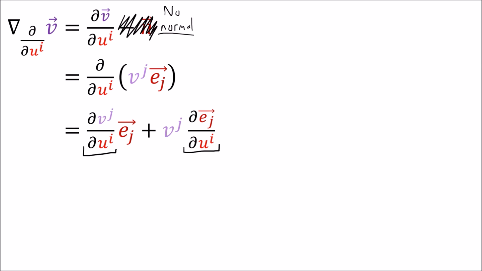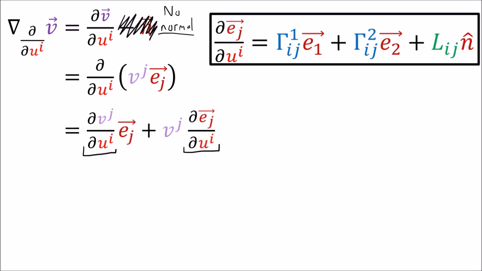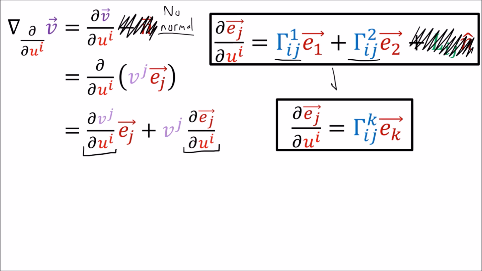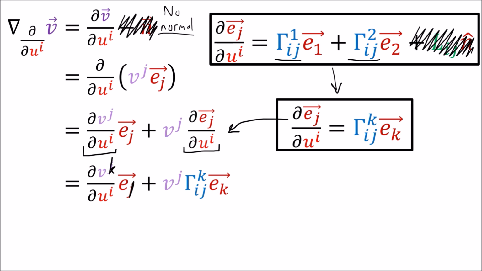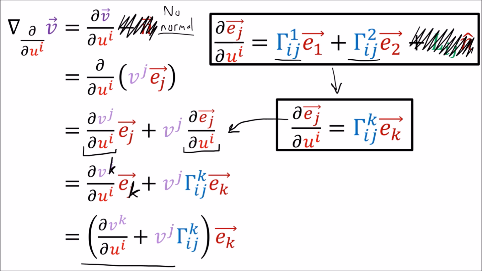And recall previously that we expanded out this basis vector derivative as a linear combination of the basis vectors and the normal vector. But again, in intrinsic geometry, there's no such thing as the normal vector, so we just ignore this. So we expand the basis vector derivatives entirely in terms of the basis vectors, using the Christoffel symbols as the coefficients. And we could also write this using the Einstein summation like this. So subbing this in and changing this summation index here to k, we end up with this final expression for the covariant derivative.